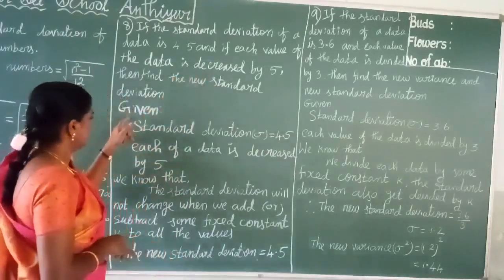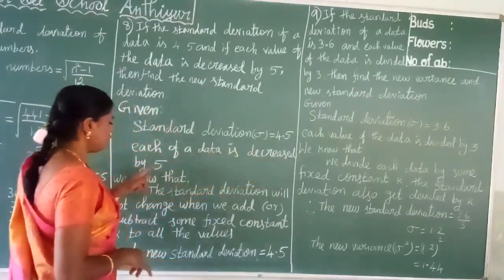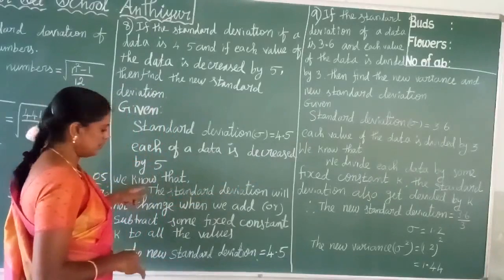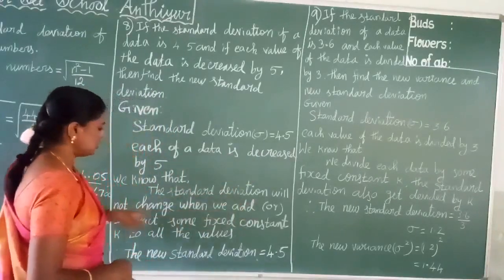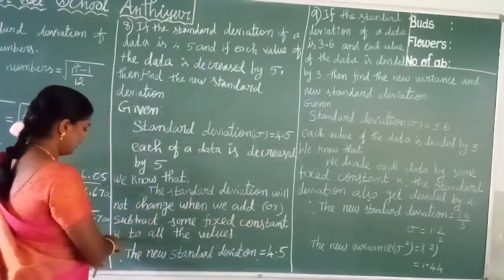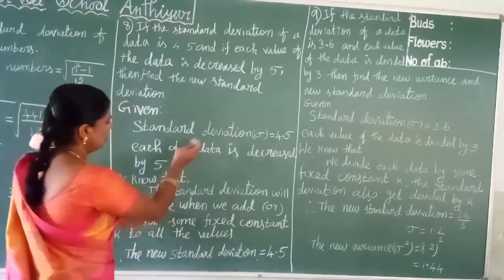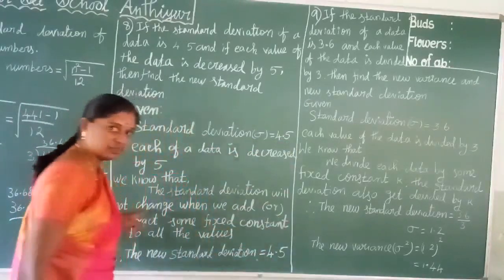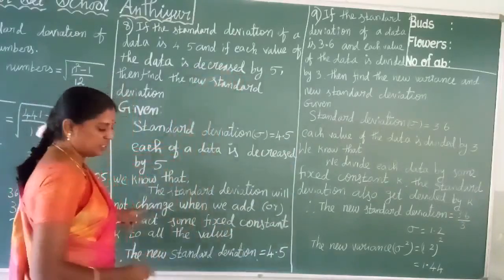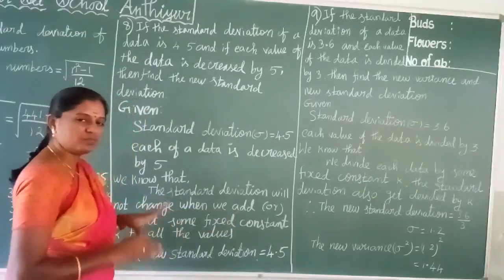No, not changed. So given standard deviation sigma is equal to 4.5. Each value of your data is decreased by 5. What we already discussed is the standard deviation will not change when we add or subtract some fixed constant k. Here k is 5. To all the values, so not changed. So the new standard deviation is also 4.5. If you add or subtract, the new standard deviation is also the same.